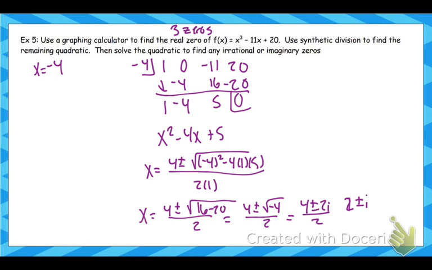And again, that's 2 zeros. I have a total now of 3. 2 plus i and 2 minus i. So degree 3, 3 zeros.